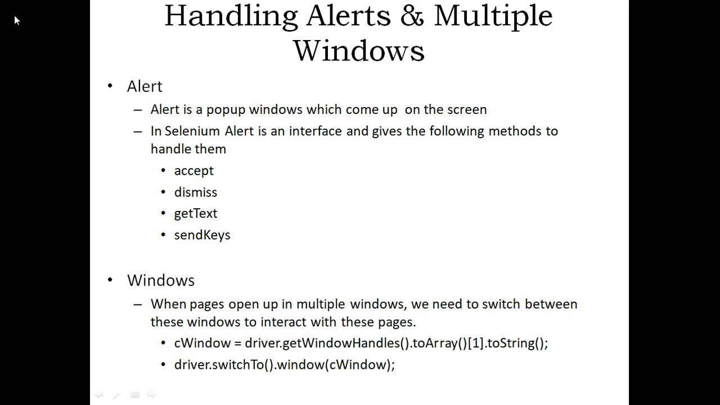Okay, so there is an alert interface which is available in Selenium through which these pop-ups or alerts can be handled. There are different methods available with this interface. The methods which we are going to take a look at are accept, dismiss, get text and send keys. Let us take an example of alert and see how we can handle this.